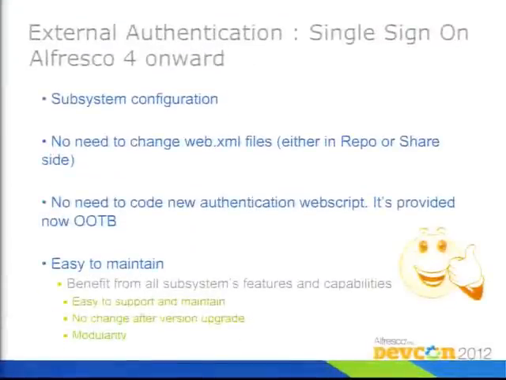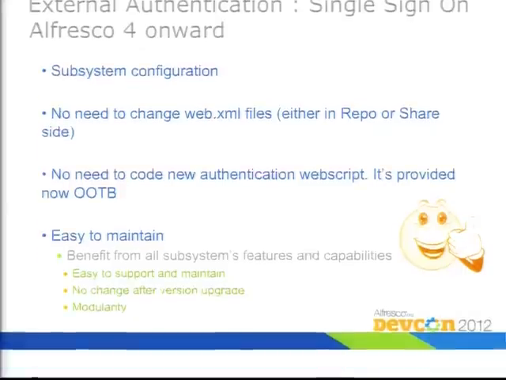Starting from version 4, all of this disappears with the introduction of subsystem configurations. So as I said, no need to change the web.xml files, no need to code your own web script. Alfresco provides you with, I would say, a generic one that will do the job for you. It's easy to maintain, it's upgradable, no need to change your custom code if you defined any, no pain, I would say, even on the upgrade, and it's easy to maintain as well since it's external. So there is no risk to change.